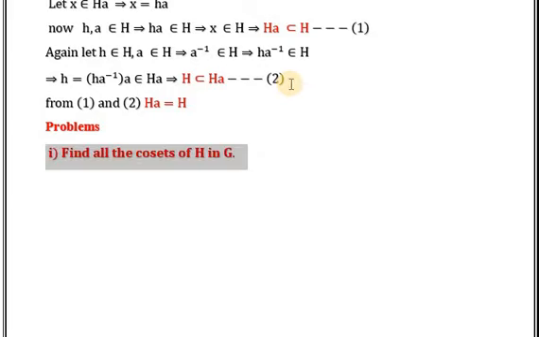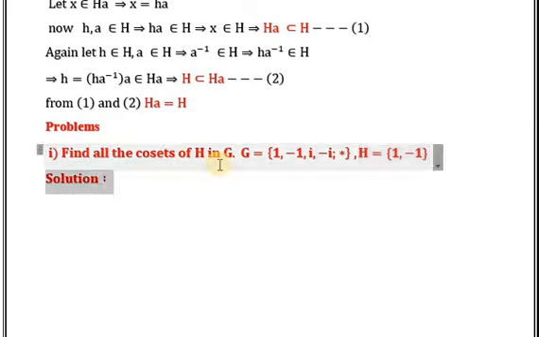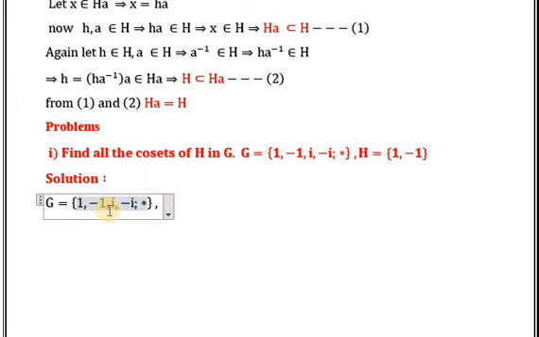Find all cosets of H in G, where G is the set of fourth roots of unity. They are 1, minus 1, i, minus i, with respect to the binary operation star, which is a multiplication symbol. And H is equal to the set {1, minus 1}. So here we have taken only two elements of G as a subset. We will have to find the cosets of H in G. G is equal to {1, minus 1, i, minus i}. H is equal to {1, minus 1}.